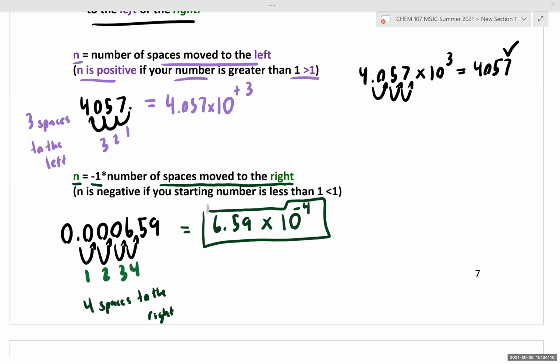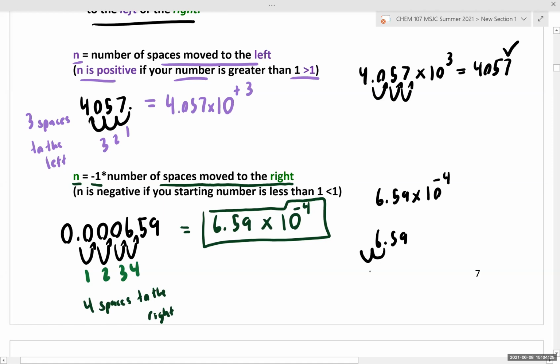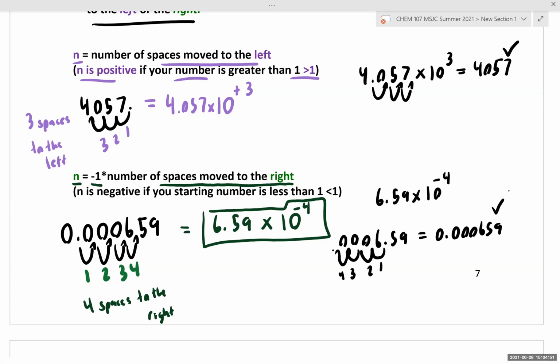And we can check our work once again by multiplying out and expanding our number into a decimal. So 6.59 times 10 to the -4th. We move our decimal point 1, 2, 3, 4. That gives us 0.000659. Does this make sense to everyone? Does this process of converting numbers into scientific notation make sense?